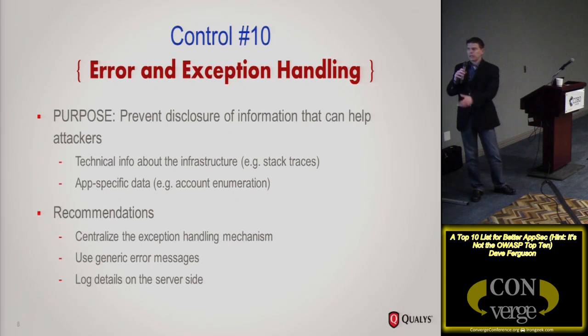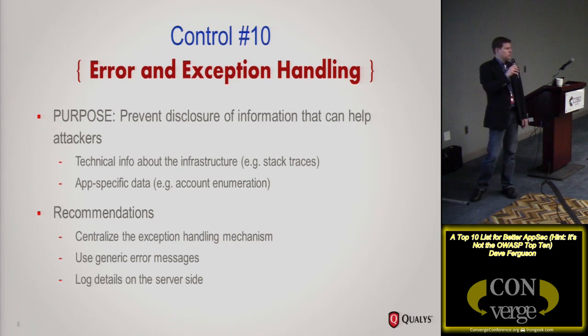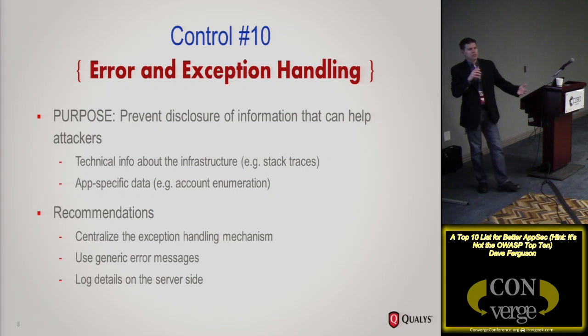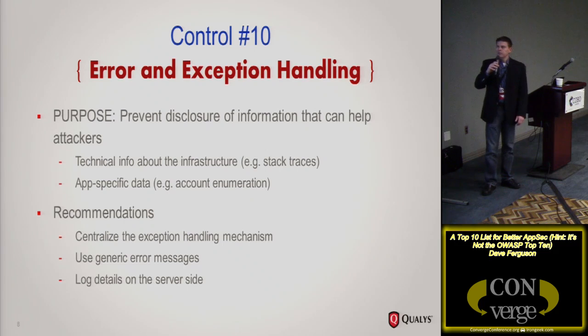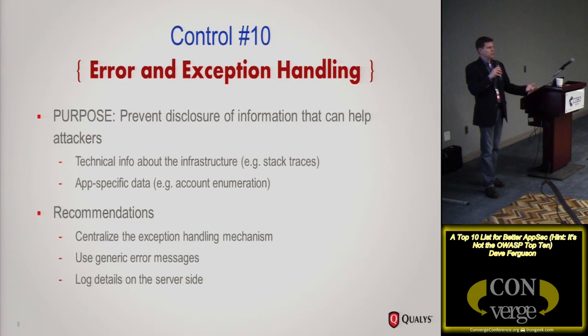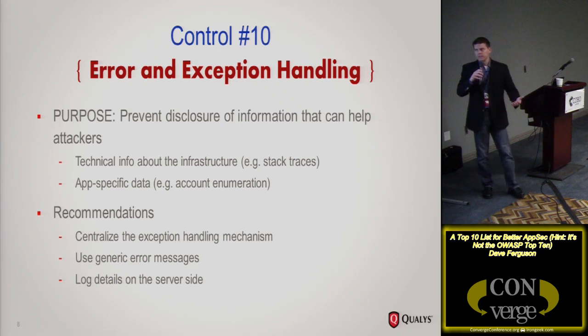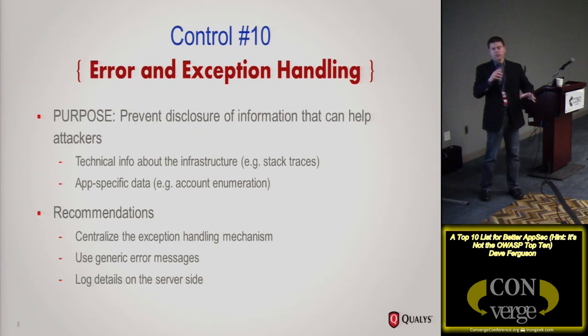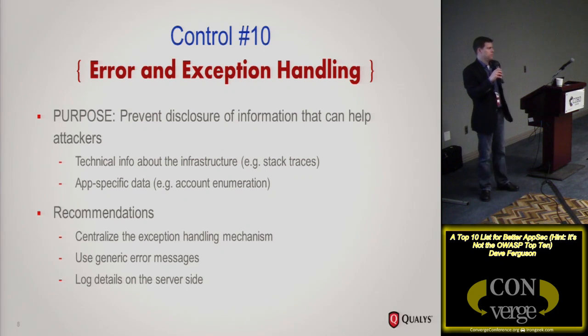But it's also related to things like application-specific data. Account enumeration is the big one. Like when you have a login page in a web app, it shouldn't be disclosing whether or not the username that was tried is a valid username. It should just be a generic error message. So if it does disclose whether it's a valid username, then you're talking about account enumeration.